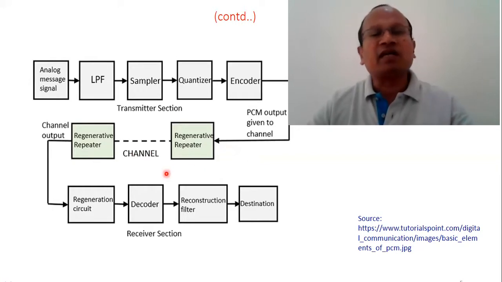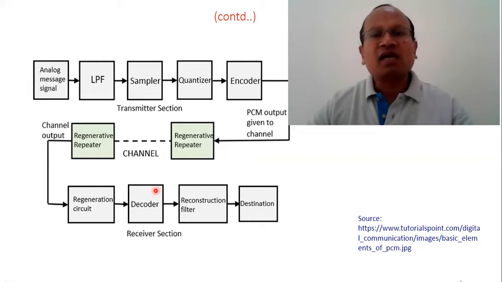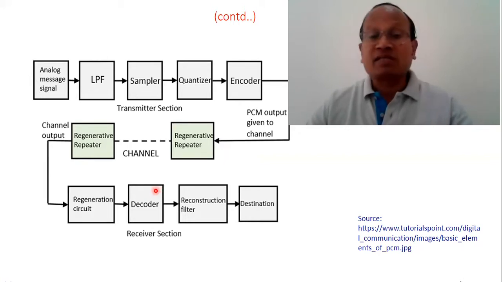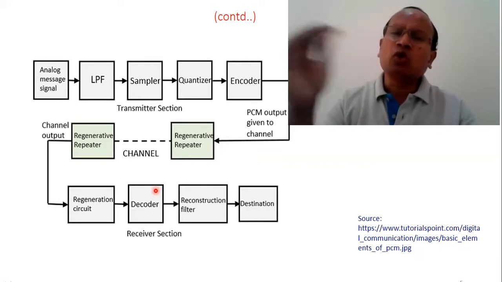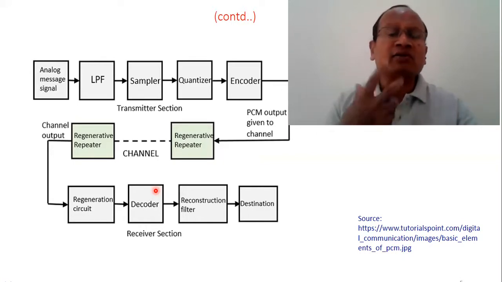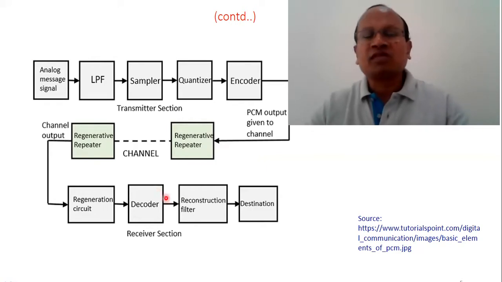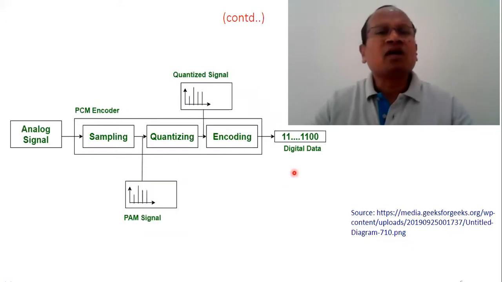And then finally, while receiving, the signal is received by the decoder, where it is decoded and converted into pulses. Once we receive the pulses, they are passed to the reconstruction filter, where on the basis of those pulses we try to make the accurate analog signal. And that accurate analog signal is delivered to the destination, wherever we want to deliver the output, as the message signal.